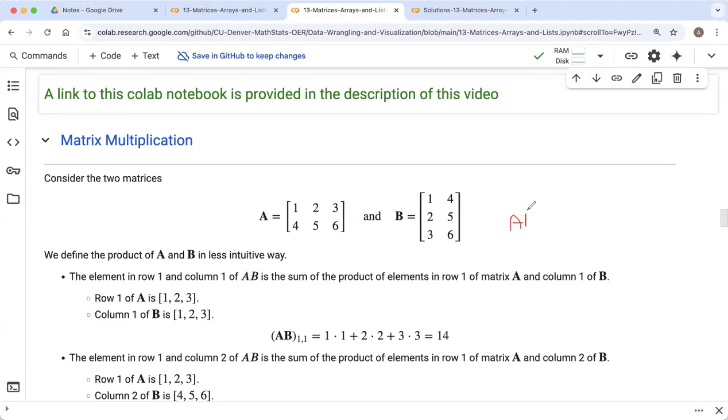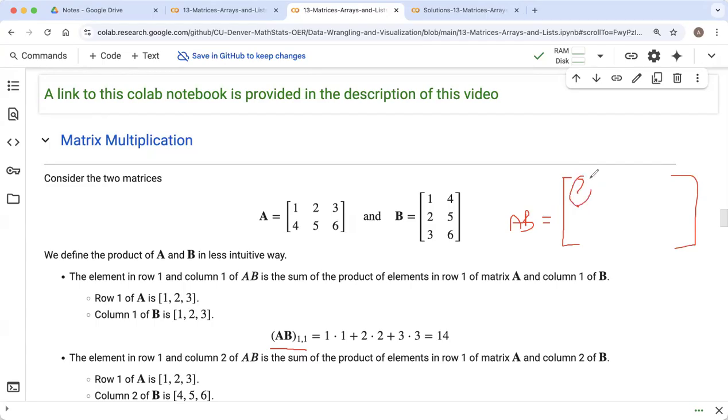So let's say I want to define this product. I'm going to call it AB. We're going to multiply matrix A and matrix B, and I'm going to get some matrix as a result. The first question is, what goes in the first position in that result? What is the entry in row 1, column 1? That's what this is referring to.